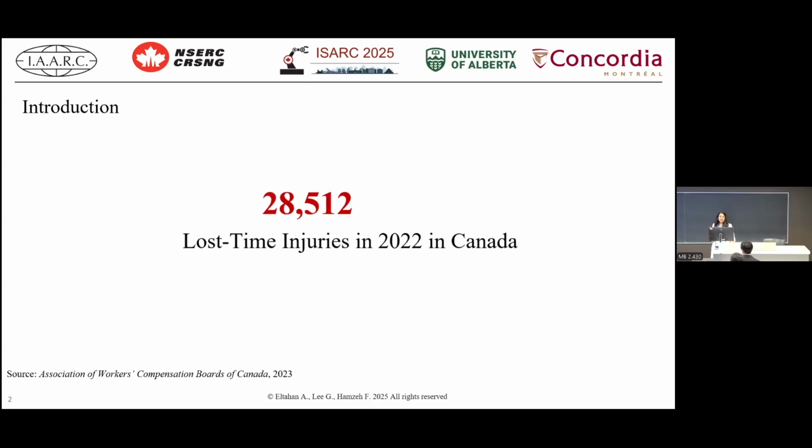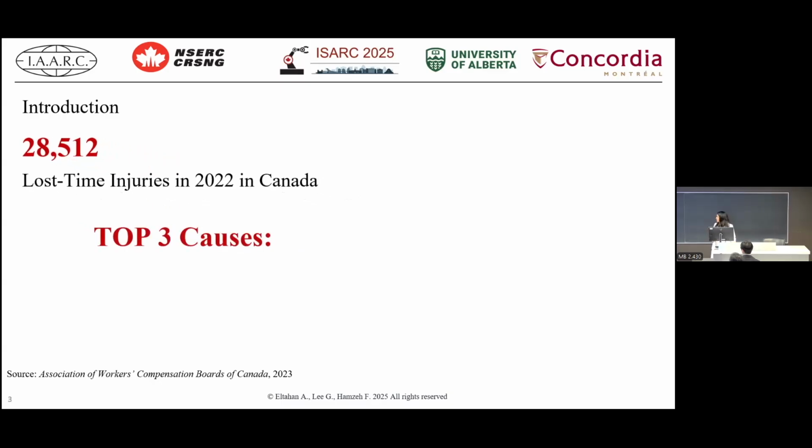in this report. So the top 3 causes are: struck by an object, struck against an object, caught in or compressed by equipment or object. Can you notice anything in common between the 3 causes?